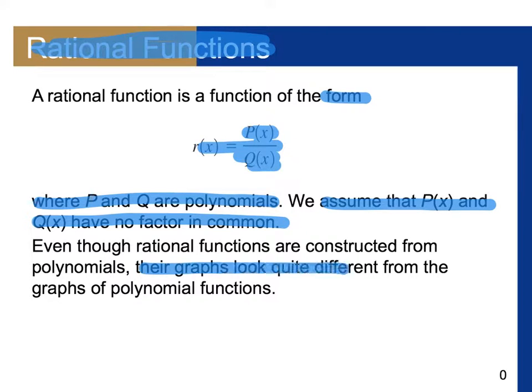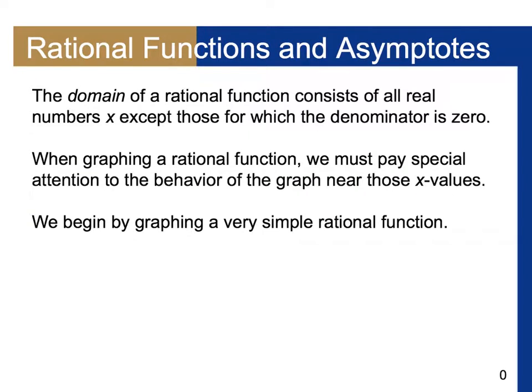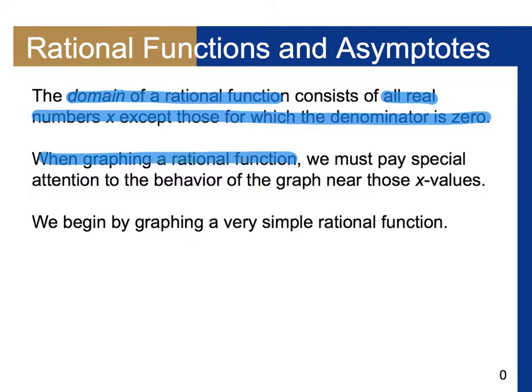Their graphs look quite different from our graphs of polynomial functions. They're not necessarily, in fact, they generally aren't smooth curves. When we talk about the domain of a rational function, that's all the real numbers except where the denominator is 0. So we'll always check the denominator and see where it's equal to 0, and we'll exclude that from our domain. When we're graphing a rational function, we also must pay special attention to the behavior of the graph near those x values where it's undefined, because it doesn't have defined points there. So nearby, it's going to do strange things with the curve.